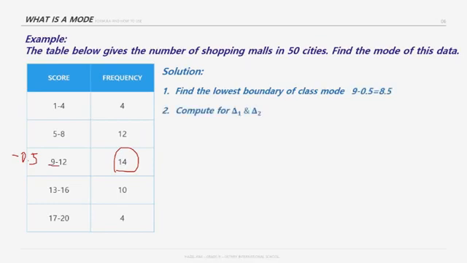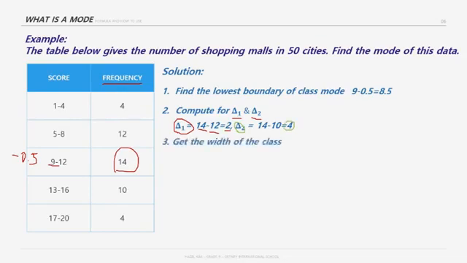Second, compute for triangle 1 and 2. So for triangle 1, you have to get the difference between the frequency and the frequency after the class mode. So you have to subtract 14 and 12 so that you get 2. And for triangle 2, you have to get the difference between the frequency and the frequency before the class mode. So you get 4.